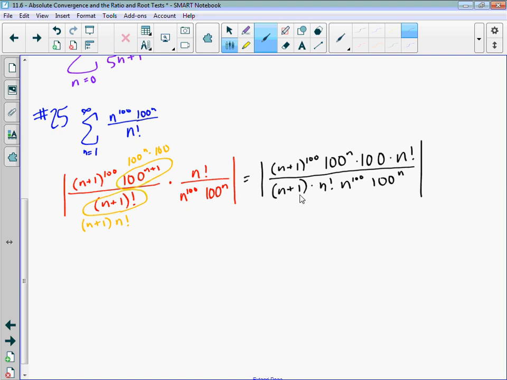Okay, so I can cancel my 100 to the n. I can cancel my n factorial. Is there anything else? Yeah, we can cancel one of these, right? So that's going to make this to the 99th.